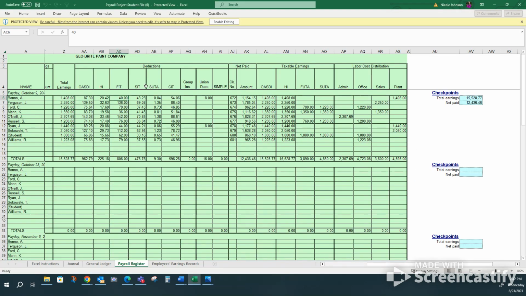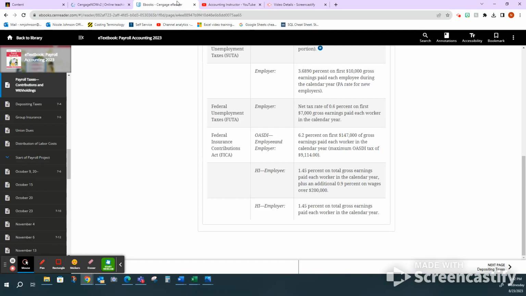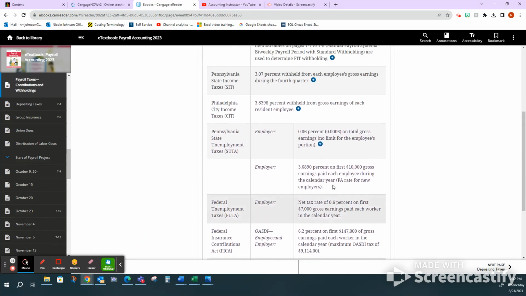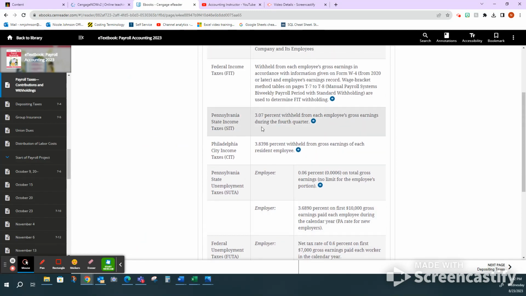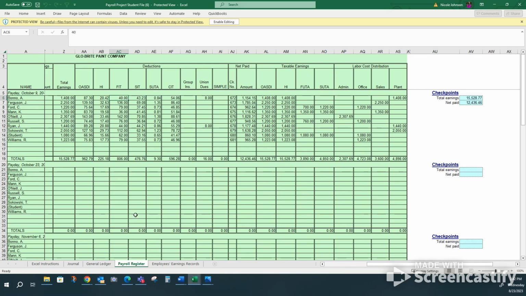The next deduction column is SIT, or state income tax. In our ebook for state income tax, it says it's 3.07% withheld. So we're going to multiply Bono's total earnings of $1,408 by 0.0307. And the state income tax for him will be $43.23.